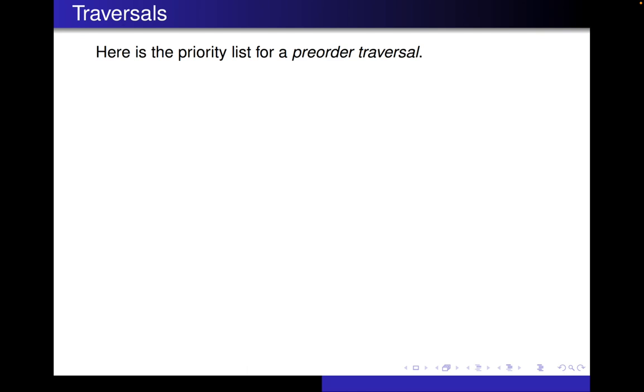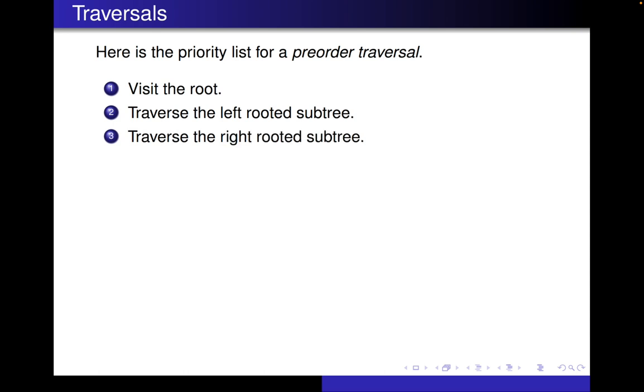All right, so we're going to start off by describing what a pre-order traversal is. That's the one that is kind of the most natural one to look at. Our first priority is to visit the root. Now, if we can't visit the root at the subtree that we're at, what we're going to do is apply this algorithm to the left-rooted subtree. And if we can't do that, then our last resort is to traverse the right-rooted subtree.